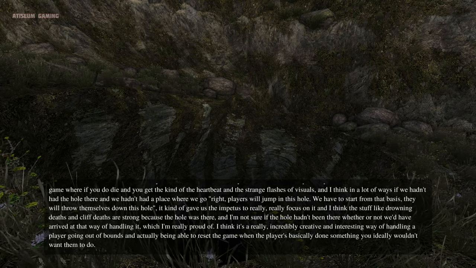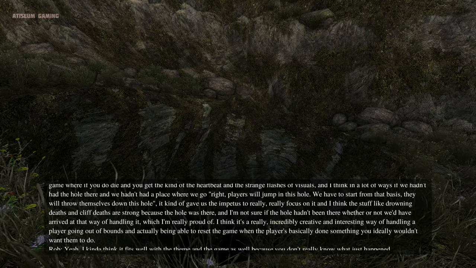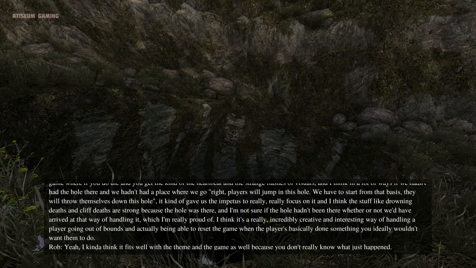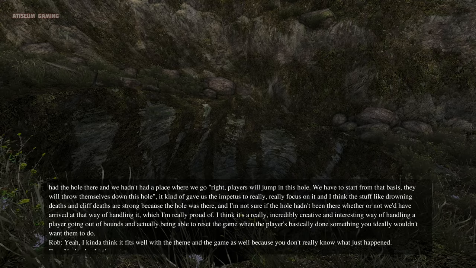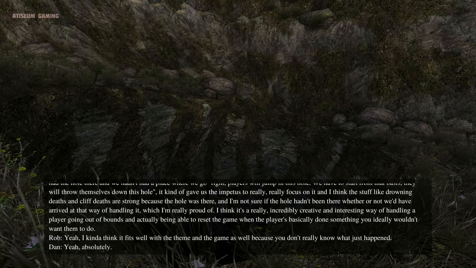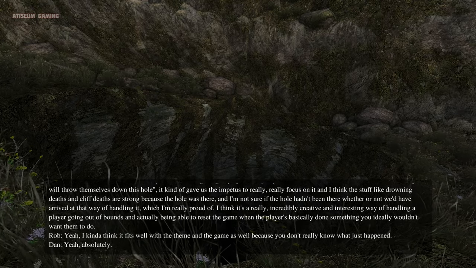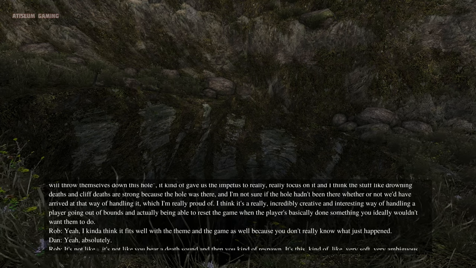And I think the drowning deaths and the cliff deaths are strong because the hole was there. I'm not sure if the hole hadn't been there whether we'd have arrived at that way of handling it, which I'm really proud of. I think it's an incredibly creative, interesting way of handling a player going out of bounds, and of actually being able to reset the game when the player's basically done something you ideally wouldn't want them to do.